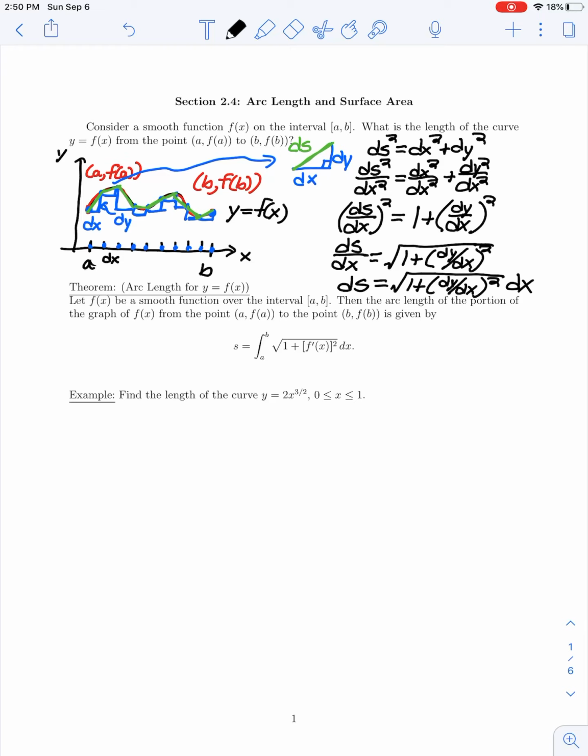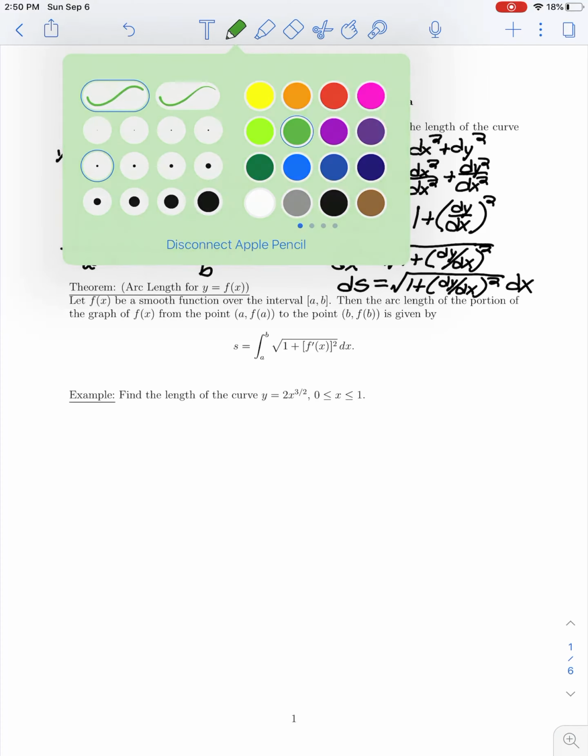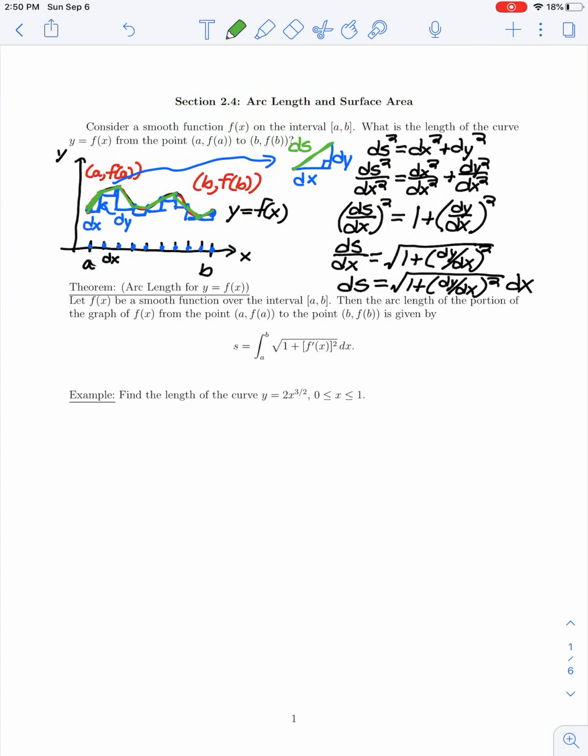So if I have an expression for the differential of arc length, to get the total arc length along this curve from point A to point B, I want to add up these differentials of arc length. Those are these little green line segments along my curve from x equals A to x equals B. So that process of adding up these very small sections of arc length along our curve is given by the definite integral of this differential for arc length from x equals A to x equals B.